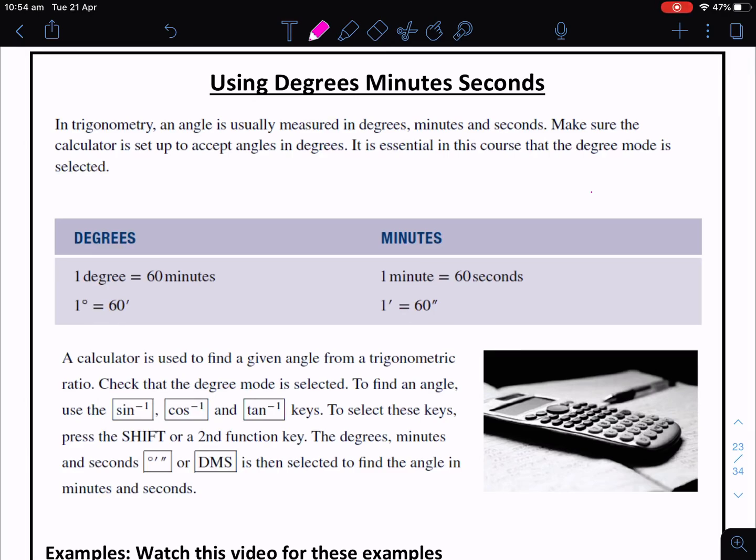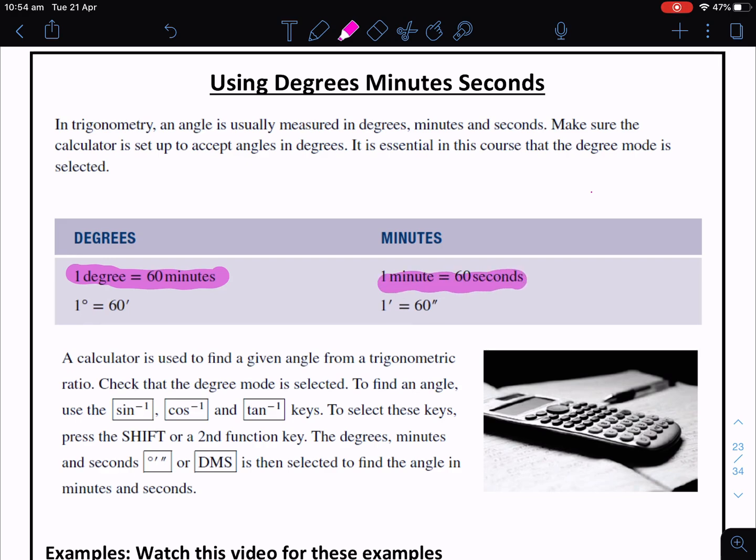Using degrees, minutes and seconds in trigonometry. Degrees, minutes and seconds are used for accuracy. You can see here that it says 1 degree equals 60 minutes and 1 minute equals 60 seconds.